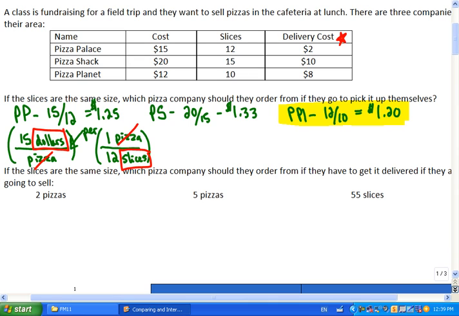Doesn't matter if you order 1 or 10 pizzas, you pay the same charge for delivery. So think about it, if you ordered 2 pizzas, if you ordered 5 pizzas, you're probably more likely to say, I think we can sell a certain amount of slices. Like, I think we can sell 50 slices of pizza. So if we said we're going to sell 55 slices, how many pizzas is that from each of those stores?